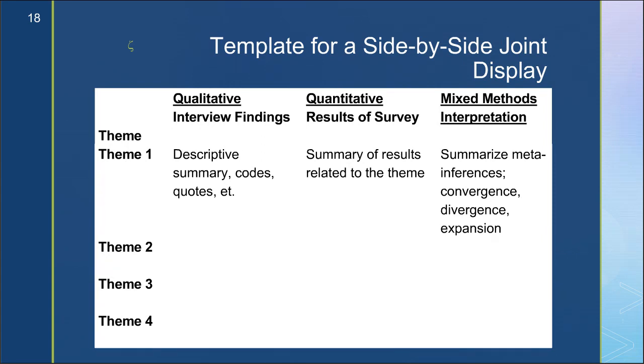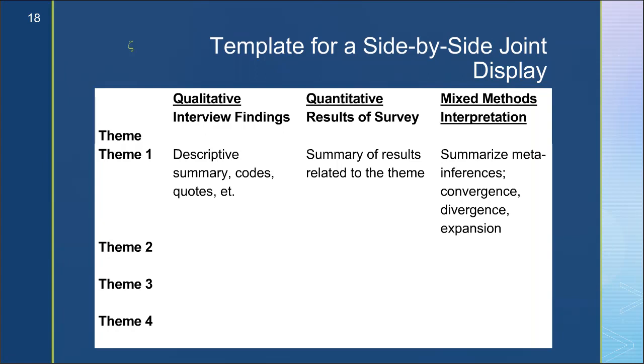So for convergent designs, we are often talking about merging and representing merging in a joint display. A basic template that I want to share for a side-by-side joint display appears here on this slide. And I give full permission to adapt these and change them and fit them to your own studies. That's the goal here. The way this template is organized for you to fill out is that I have on the left side qualitative, and I've just labeled that interview findings. It could be focus group findings, whatever type of data you're working with.